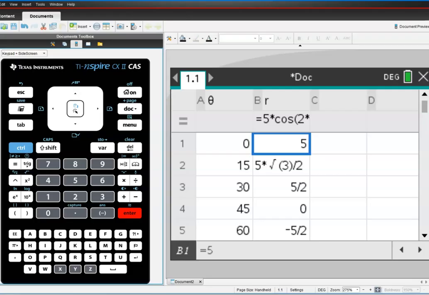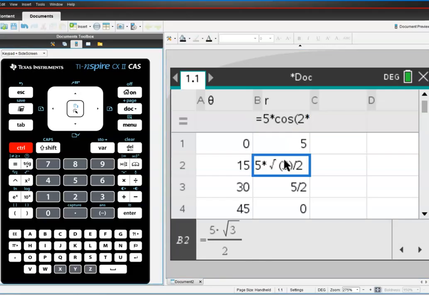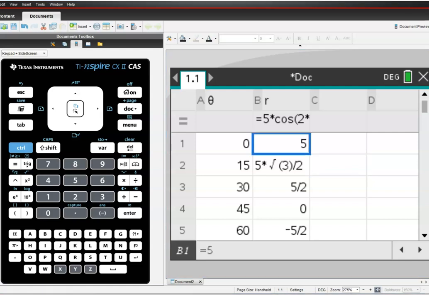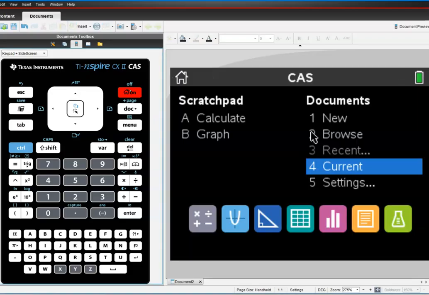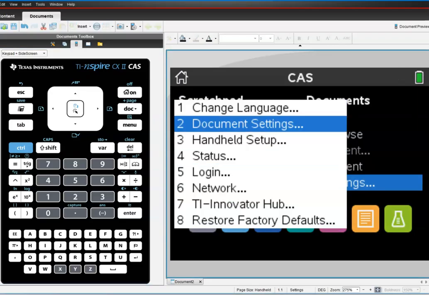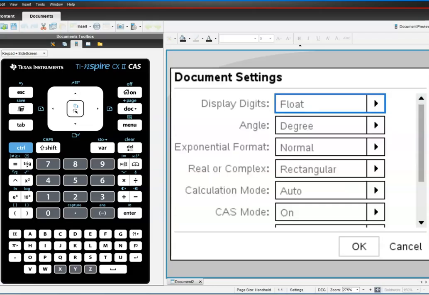Now, some of these answers are exact answers, and they don't display great, so I wonder what happens if we press Control-Enter. Nothing there. What if I press Control Enter here? Nope, nothing. So let me try one other thing. If I press the Home button and jump into the Settings menu, number 5, and adjust our document settings here.